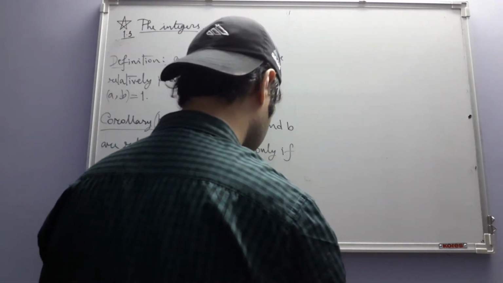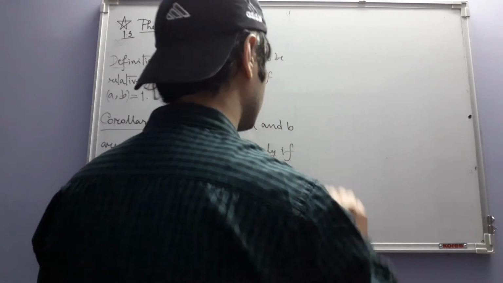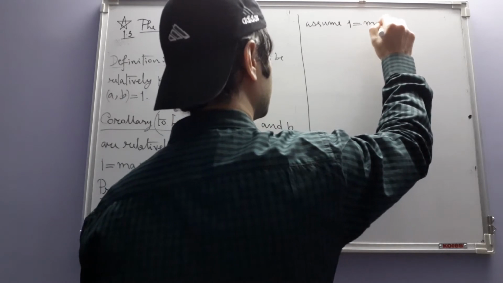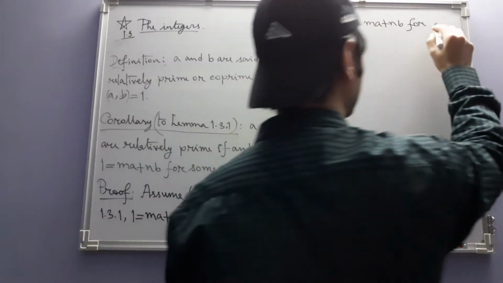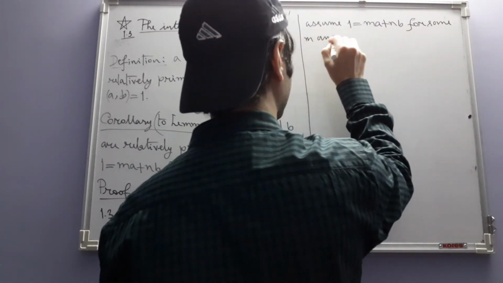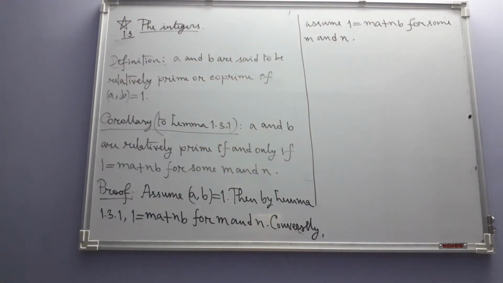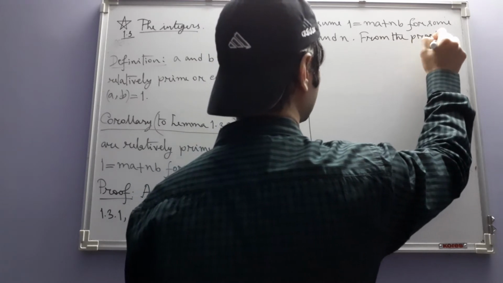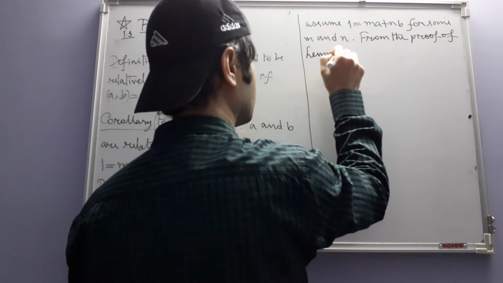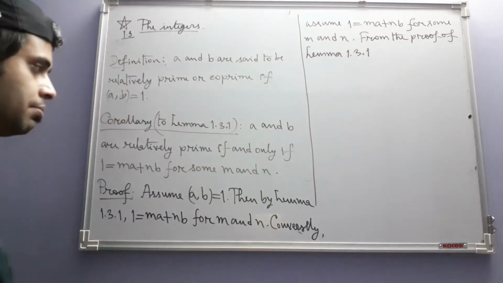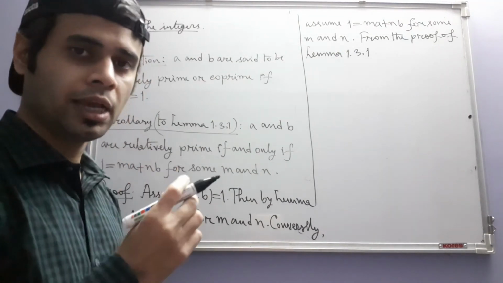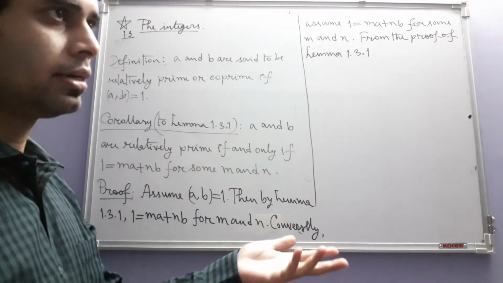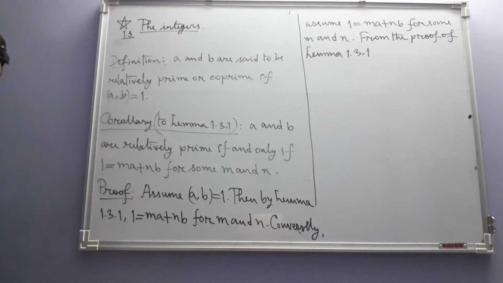Now conversely, assume that 1 can be expressed in this form for some integers M and N. Now from the proof of lemma 131, you recall what we did in that proof. We had the set M. We first showed that the set has at least one positive element, so it has a least positive element, and that turned out to be the GCD of A and B.